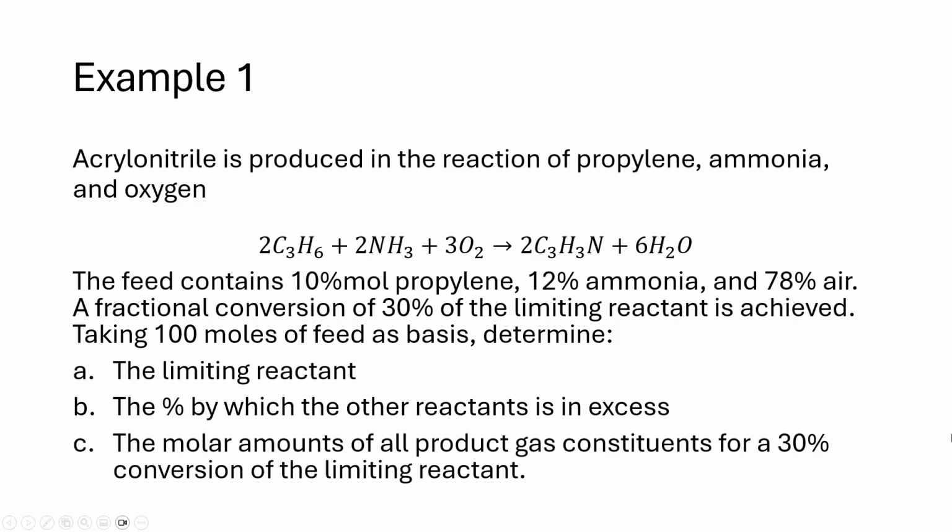Okay. So example 1. Acrylonitrile is produced in the reaction of propylene, ammonia, and oxygen. The feed contains 10% by mole propylene, 12% ammonia, and 78% air. A fractional conversion of 30% of the limiting reactant is achieved. Taking 100 moles of feed as basis, determine the limiting reactant, the percent excess of the other reactants, and the molar amounts of all product gas constituents for a 30% conversion of the limiting reactant.